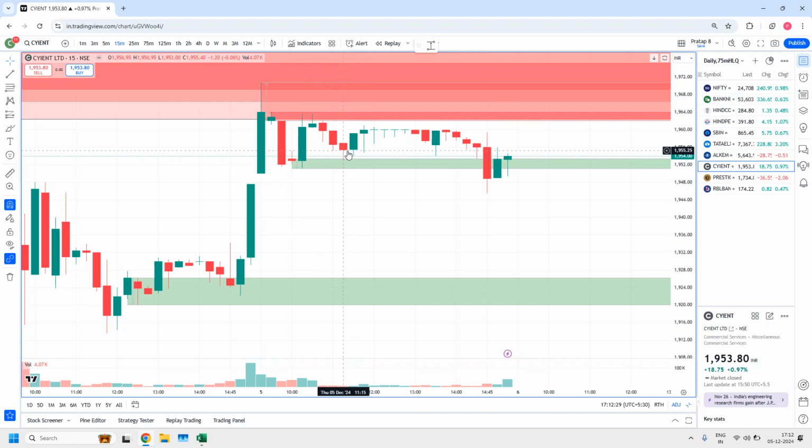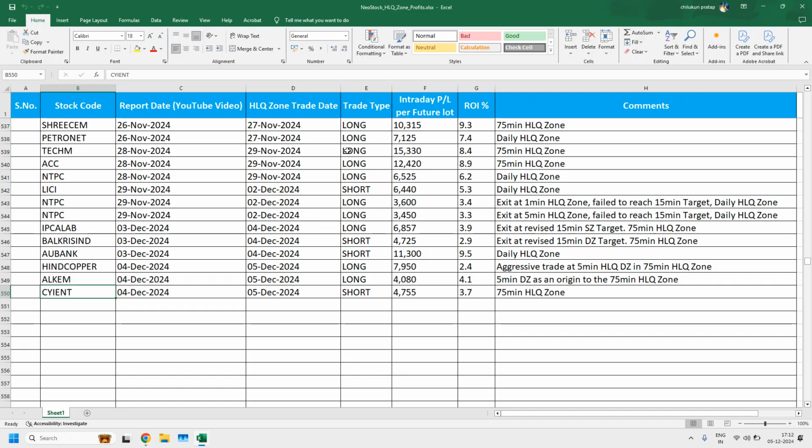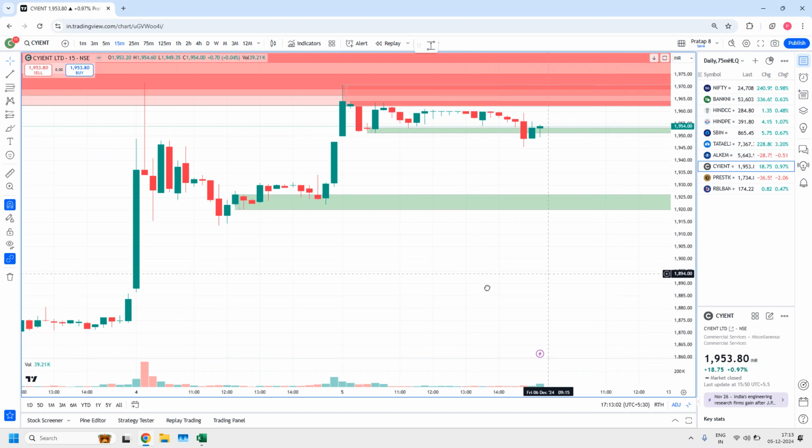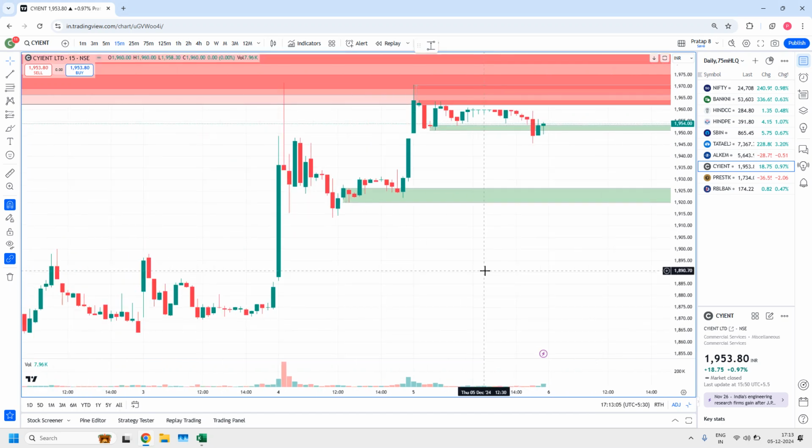Okay, what is the profit? Cyient has given 4,755 rupees profit, which is 3.7% ROI. Because this margin cost is, I think, around 1.5 lakh. That's why, compared to the earlier one, you got a little less, 3.7% ROI. So these are the 3 successful trades today. And there are a few more zones violated, but we won't consider them. Why we won't consider them, I will explain.